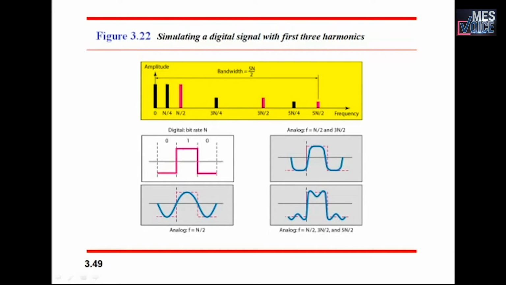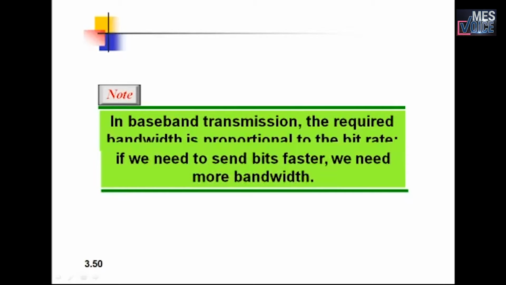When we are only using nπ/2, we get a worse approximation of the digital signal, as shown in the figure, and we get better approximations when we incorporate the frequencies 3nπ/2 and 5nπ/2. In baseband transmission, the required bandwidth is proportional to the bit rate, which means if we need to send bits faster, we need more bandwidth.